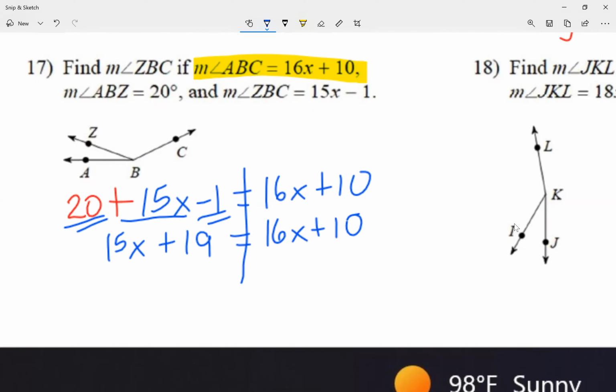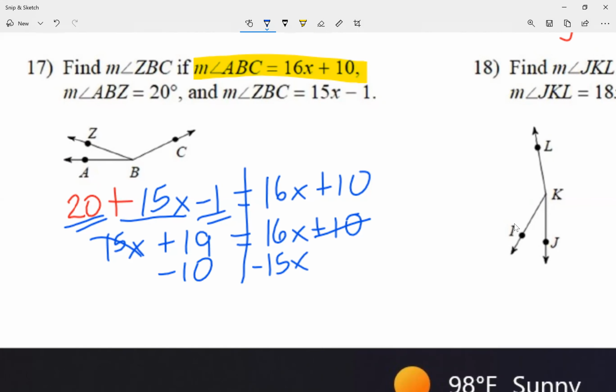Okay, I want to combine like terms, and I want to avoid negatives if possible. So I'm going to move the letters to one side and the non-letters to the other side. So I see 15x and 16x. I want to move the smallest one. Again, I'm trying to avoid negatives. So the 15x, let me move it to the right side as a minus 15x. And this plus 10, let me move it to this other side as a minus 10. Don't forget to switch your signs.